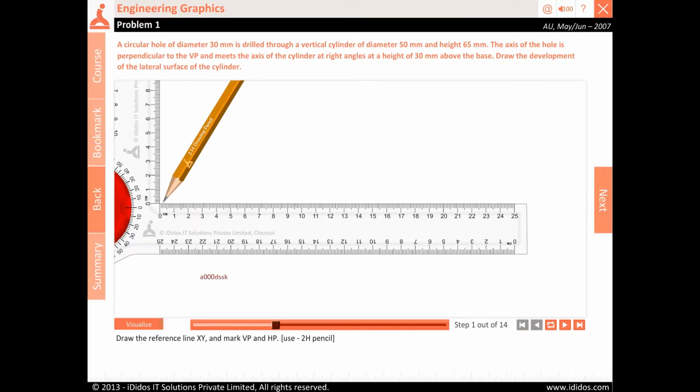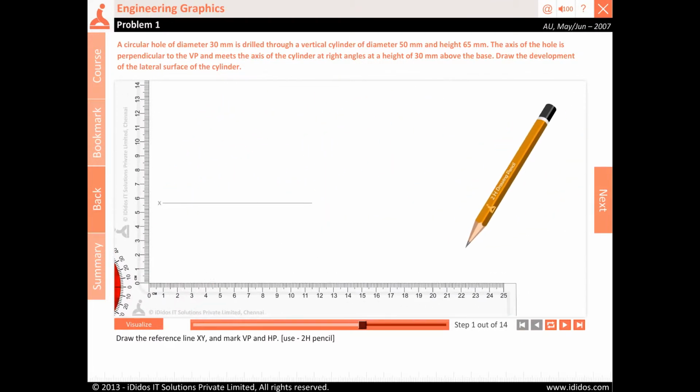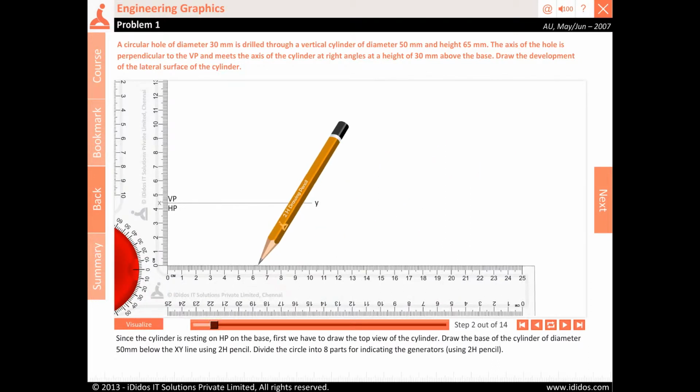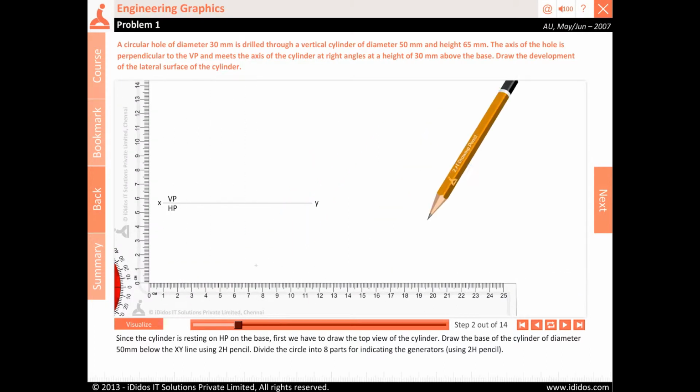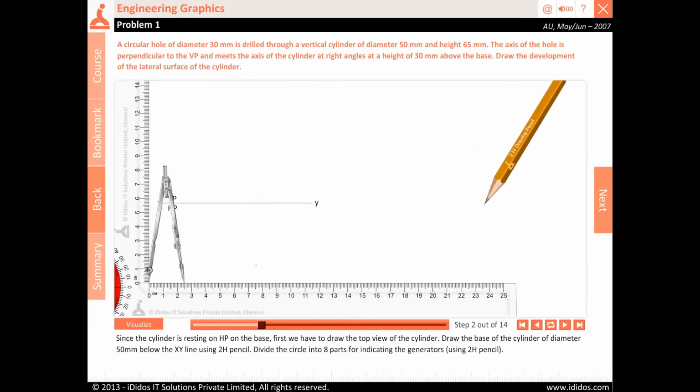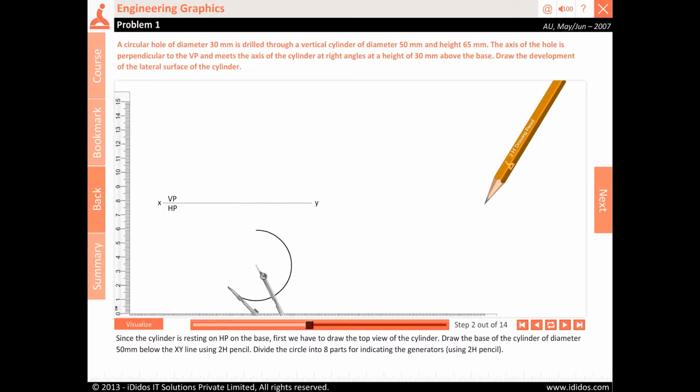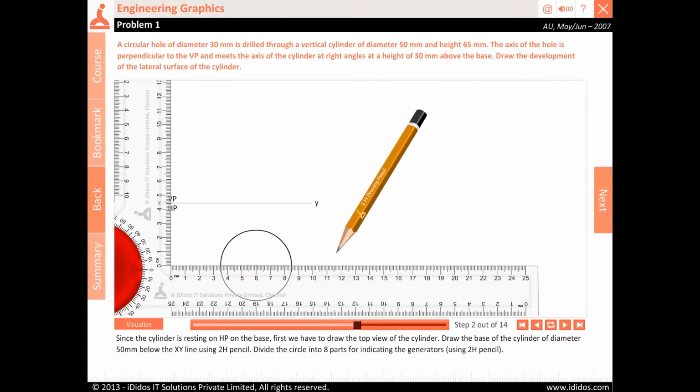Draw the reference line XY and mark VP and HP. Use 2H pencil. Since the cylinder is resting on HP on the base, first we have to draw the top view of the cylinder. Draw the base of the cylinder of diameter 50 mm below the XY line using 2H pencil.